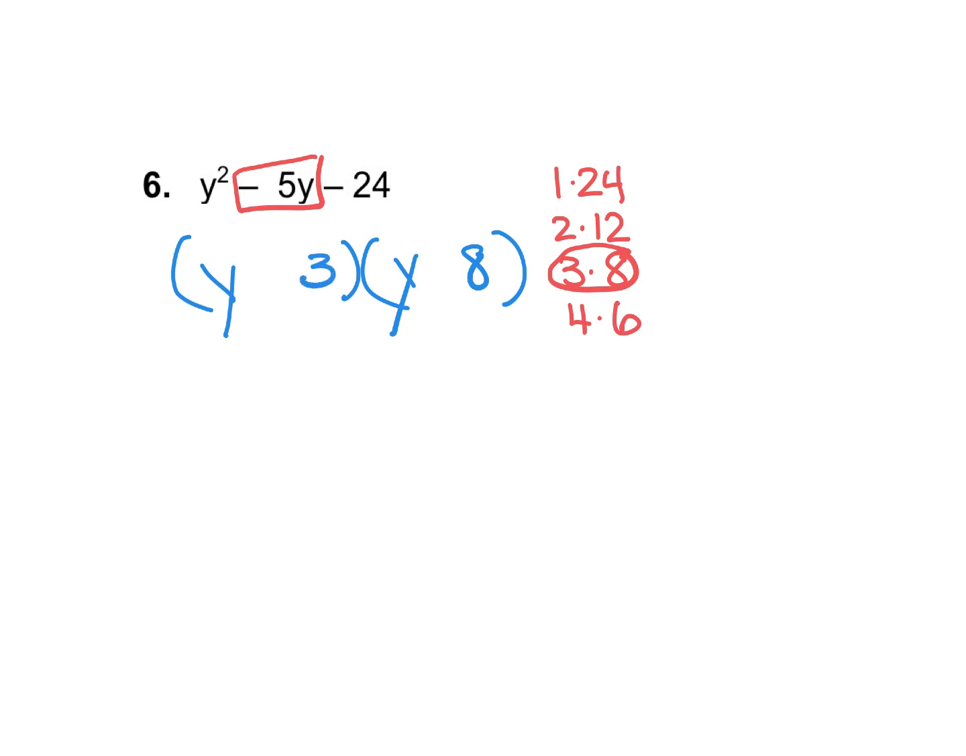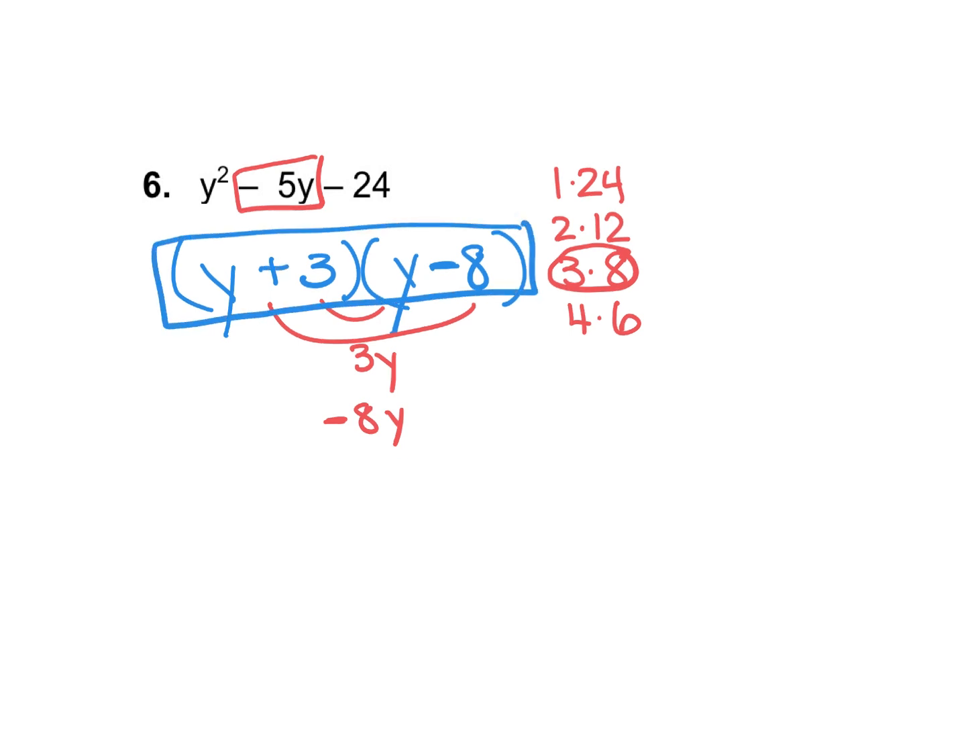So now let's go back and take a look at what we have. We have 3y and 8y when you multiply the outside terms. Now we know that one has to be a negative, one has to be a positive, and I'm making my negative 5y. So in order to get the negative 5, that 8 is going to have to be a negative. So we're going to place a negative right here, and then this one's going to be a positive, and this now is in factored form.